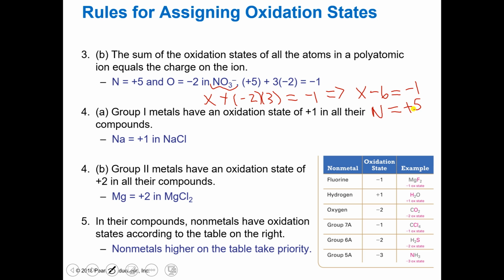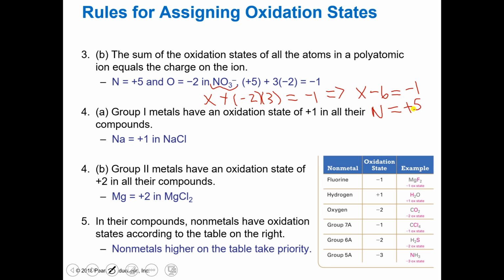Okay. Group 1 metals have an oxidation state equal to their charge, which is +1. Group 2 metals have an oxidation state equal to their charge, which is +2. The transitional metals we would have to figure out, and the nonmetals we would have to figure out based on what they are bonded to.